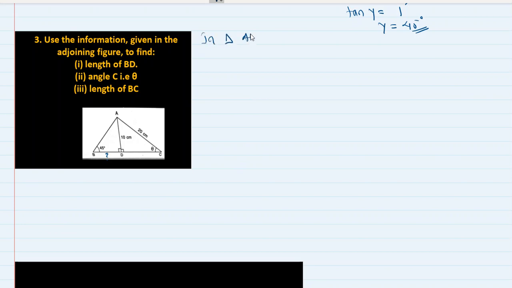In triangle ABD, we know that angle ABD is 45 degree. So tan of 45, why I am taking tan, I'll tell you, is equal to opposite upon adjacent. Tan 45 is 1. Opposite of 45 degree is AD and adjacent is BD. So we can say that therefore AD is equal to BD.